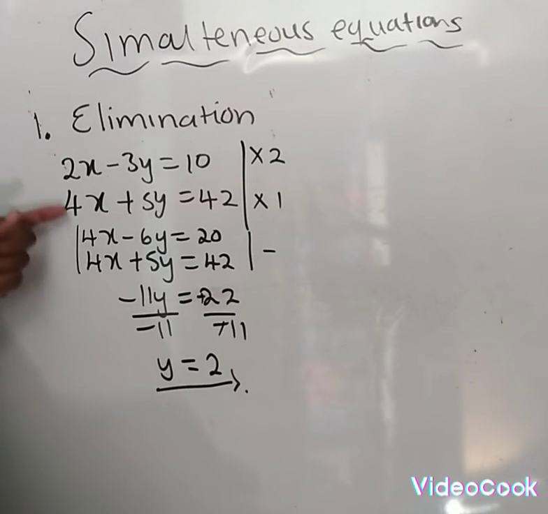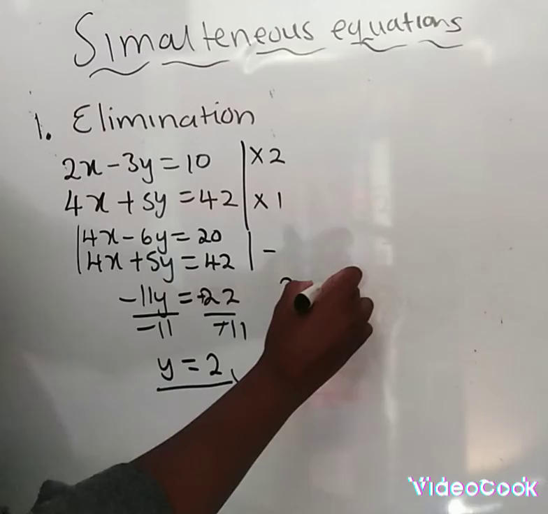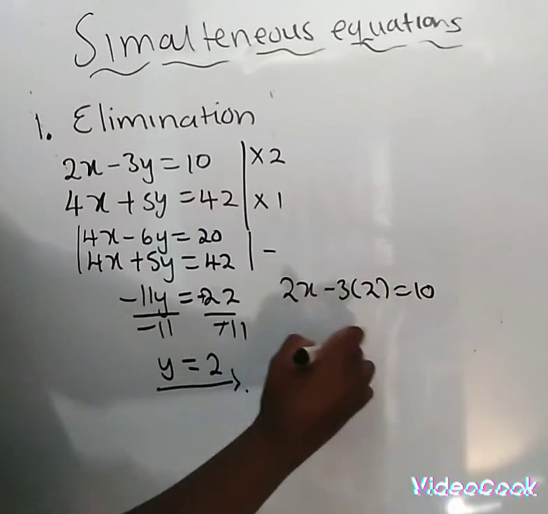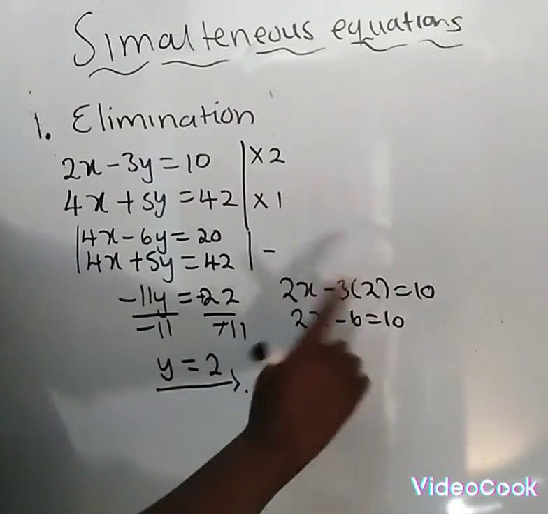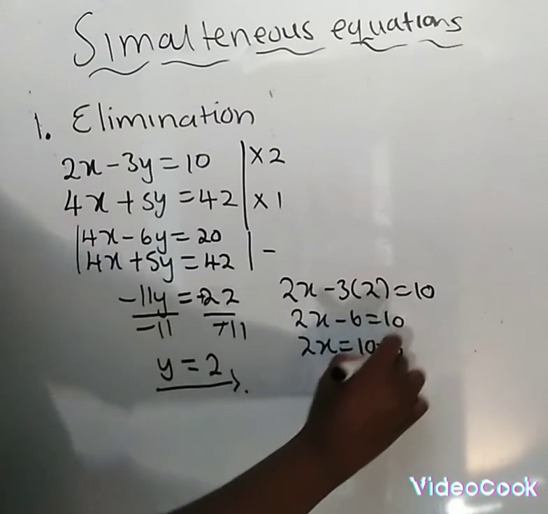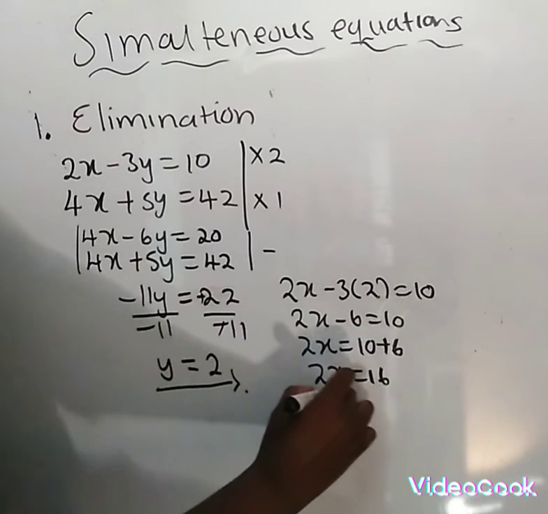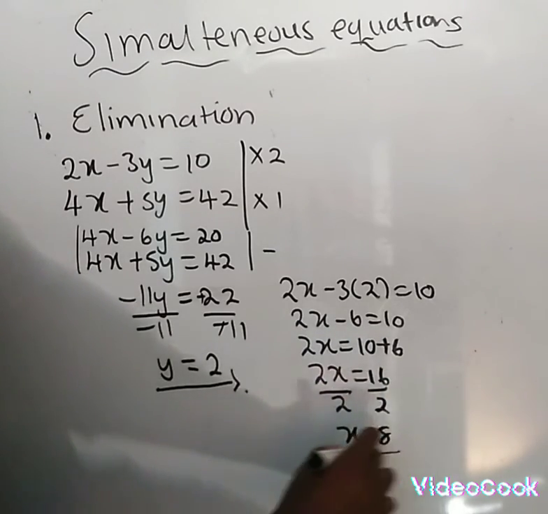Then I will choose to use any of the equations to find the value for x. I can say 2x minus 3y. In place of y, I put a 2 is equal to 10. So it's 2x minus 6 is equal to 10. I take my 6 to the other side. So 2x is equal to 10 plus 6, which will be a 16. Then I divide by 2 both sides. My value for x will be just a 8.